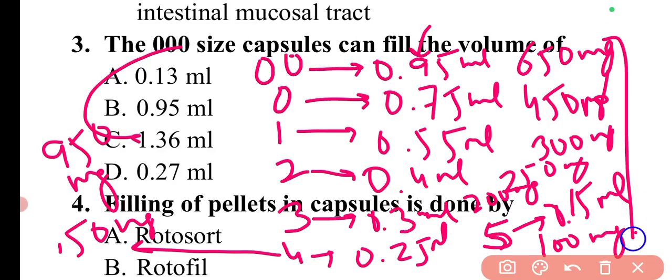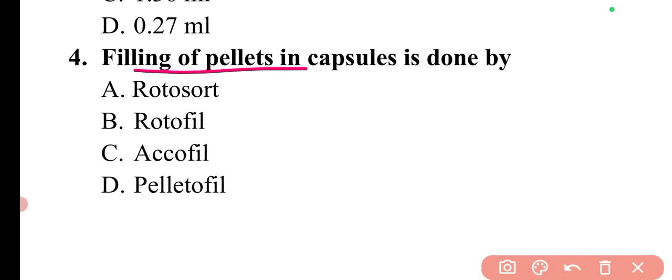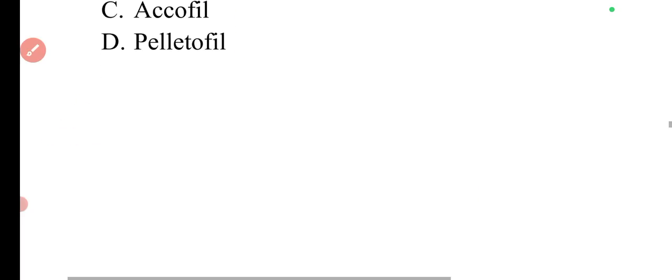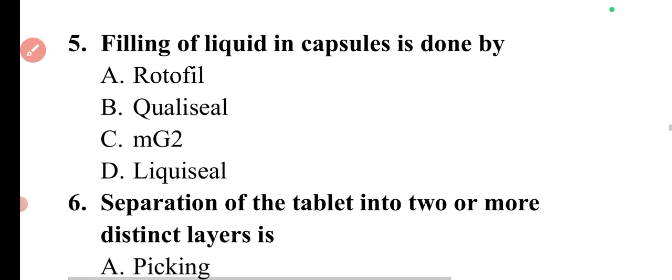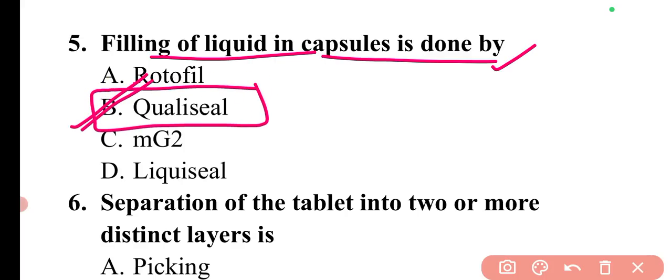So these quantities you need to remember, as questions can be asked from these quantities in order to increase the difficulty levels. Then next question is filling of pellets in capsules is done by. So the pellets are filled with the help of rotofill. So here option B is correct. Next question is filling of liquid in capsules is done by. The filling of liquids in capsules is done by Qualiseal. So option B is correct.